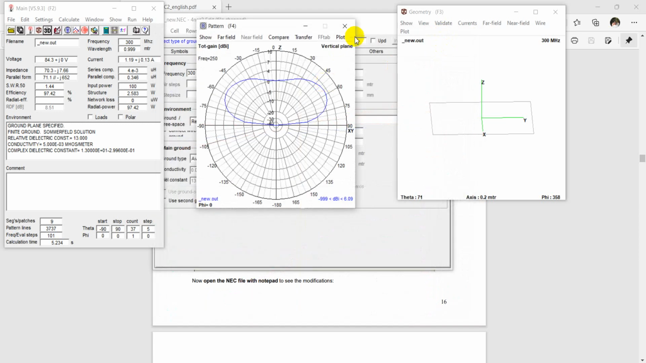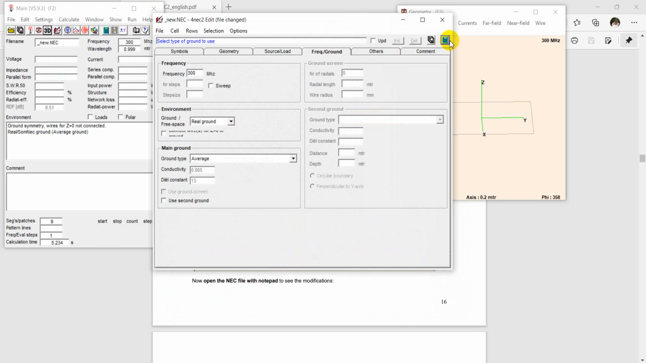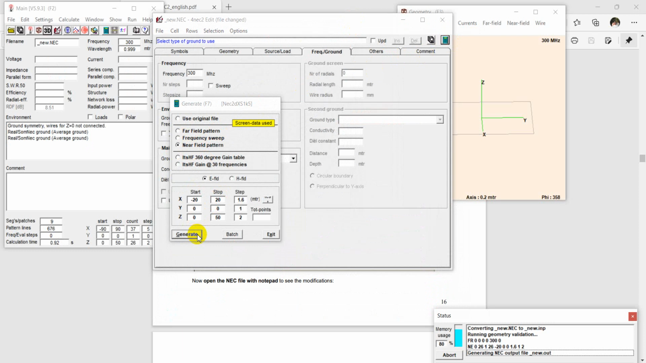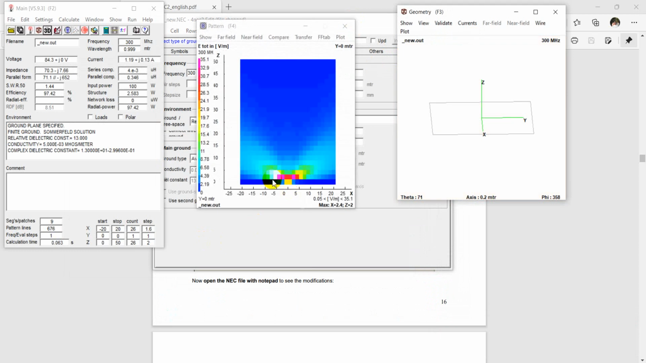So when we design this, and finally want to see the near field pattern, you can select this near field pattern and generate. Then the pattern is shown like this, which indicates the radiation from here to here. This is almost the middle of the radiation.